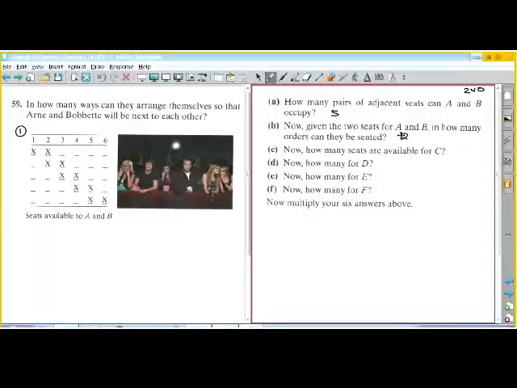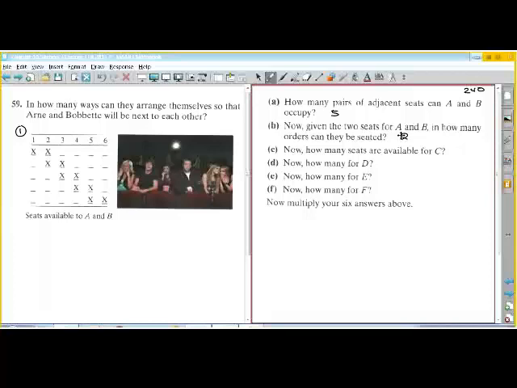And then once you've done that, you say, now that I've seated these 2 people, how many seats are available to put the next person in, whatever her name was. I forget what her name was. So C. Well, once you've chosen 2 of the seats, there are only 4 left. So there are 4 seats left available for the person with the name C to choose. And likewise, when you've chosen a seat for person C, then there's only 3 seats for person D, only 2 seats for person E, or 1 seat for person F. That's doing it their way.